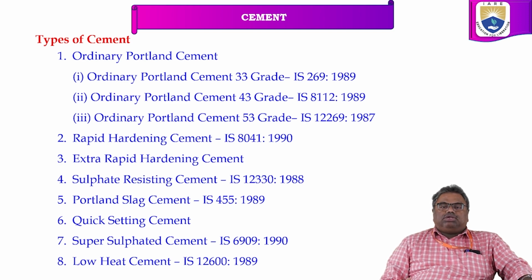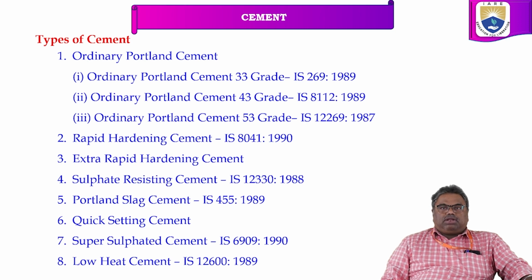Here in this slide, I have given the IS Indian Standard Code numbers also for the respective cements. The first one is ordinary Portland cement, in which we have three grades: 43, 53, 33. The respective codes are IS 269 for 33 grade, IS 8112 for 43 grade and IS 12269 for the 53 grade. And the second one is rapid hardening cement, where we use the code IS 8041.